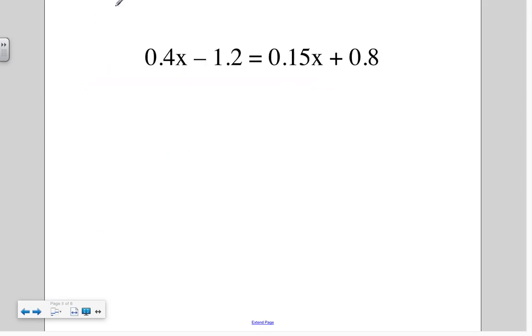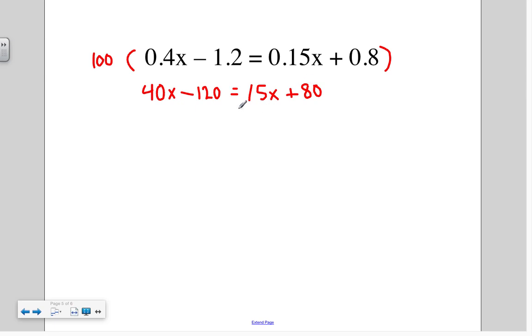Last one, I will start by looking at all my decimals. This one goes out to the tenths, hundredths, tenths. Since one of them does go out to the hundredths, we need to multiply everything by 100 again. So 2 decimal places, this is going to become 40x minus 120 equals 15x plus 80.